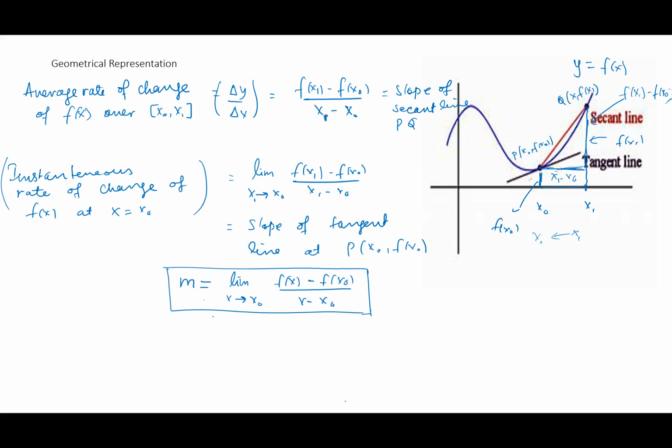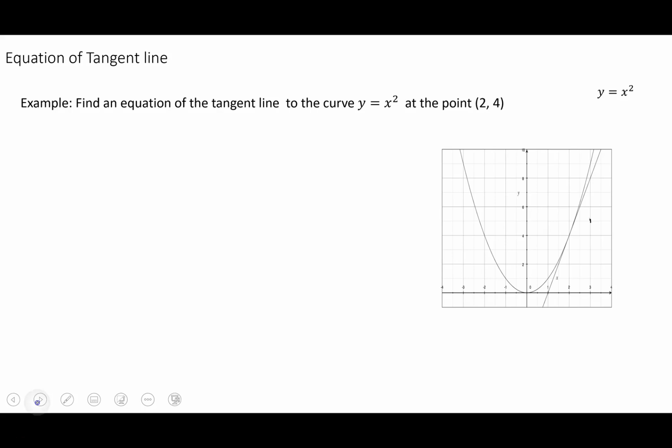So that's the formula for finding the slope of the tangent line. Using this formula we find the slope, and then we can write the equation of the tangent line. Now let's work on an example to find the equation of a tangent line in the next slide. All right, so, equation of tangent line.